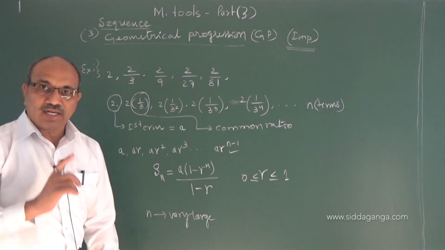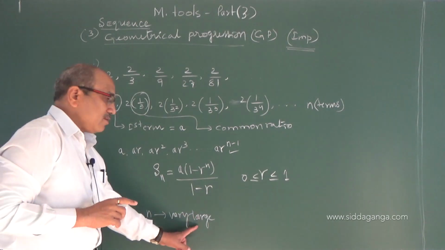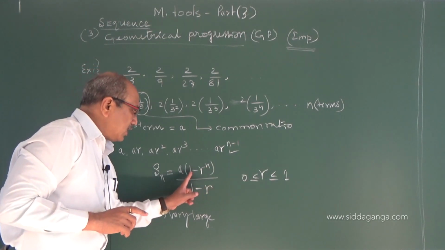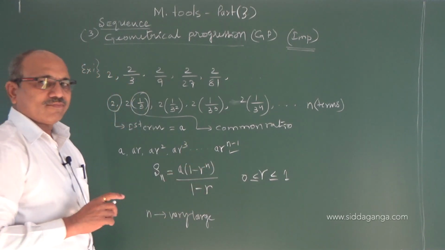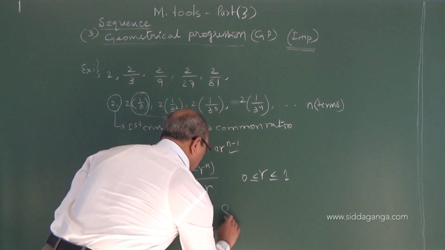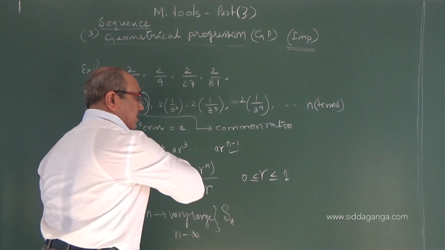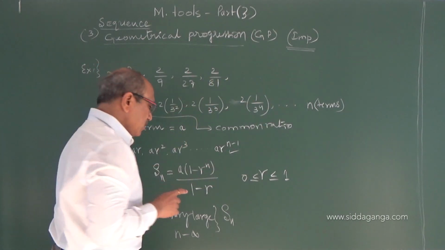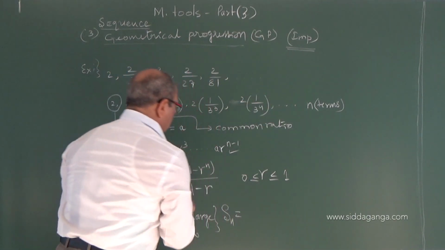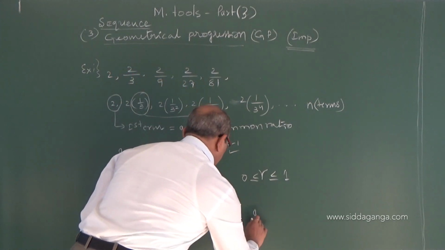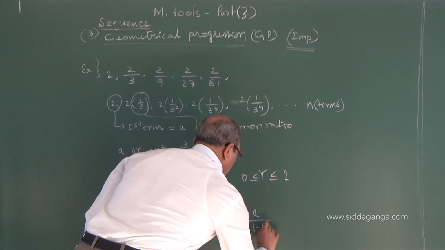If n is very large, then this R power n can be neglected compared to 1. And we write n tending to infinity. There are infinite terms. Then Sn can be written as, neglecting R power n, simply A divided by 1 minus R.